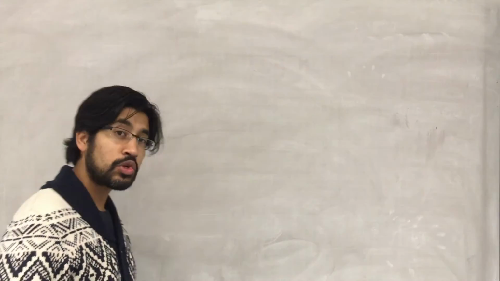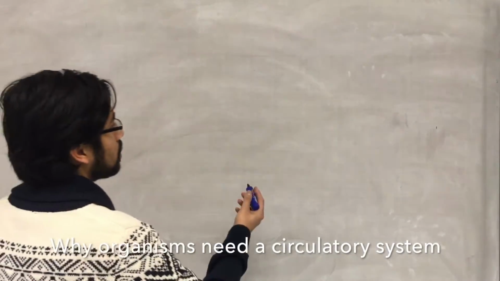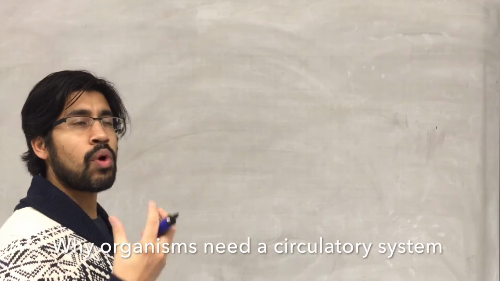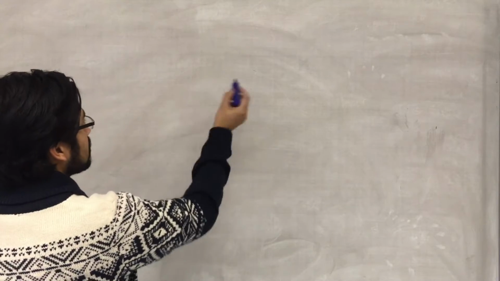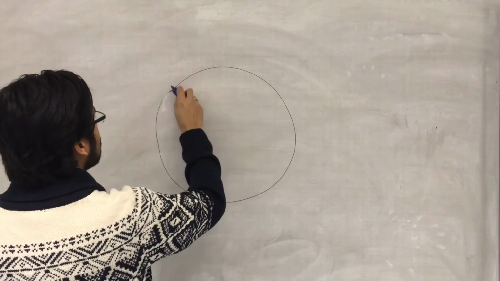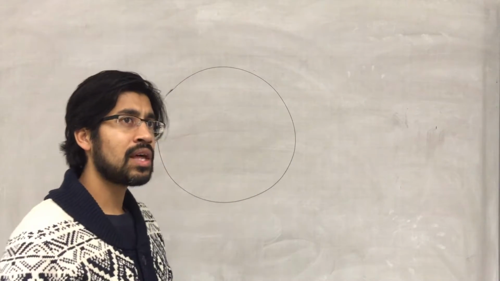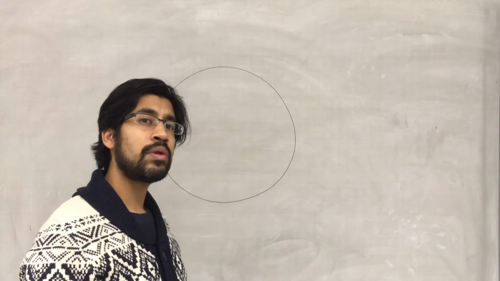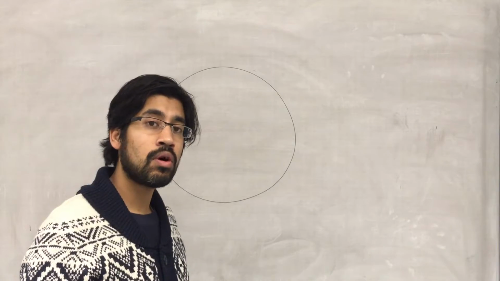Hi guys, we're going to talk about circulatory systems today. Mainly it's going to be about why organisms need a circulatory system and how those circulatory systems work. In order to consider why you need a circulatory system, you need to consider a single cell first, and then understand that a single cell's requirements are pretty similar to the requirements of whole organisms.